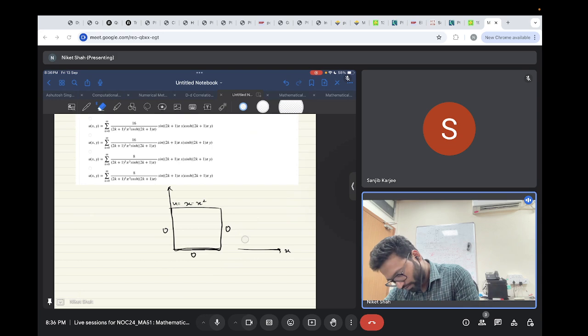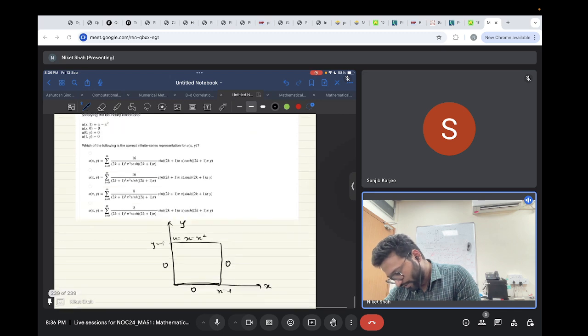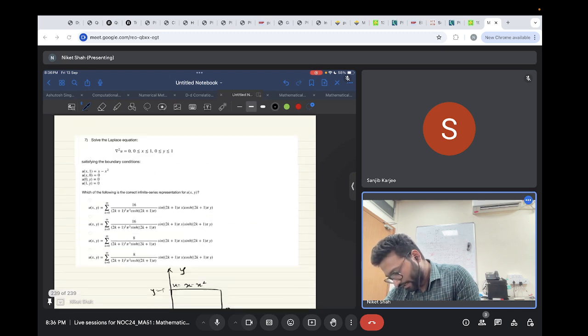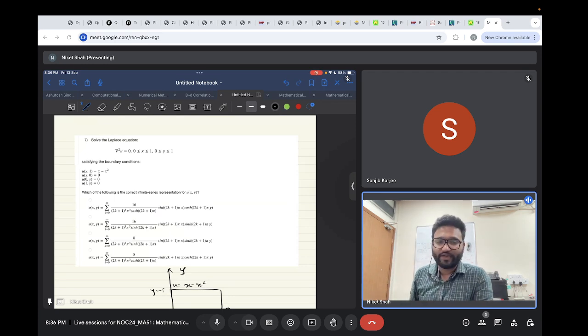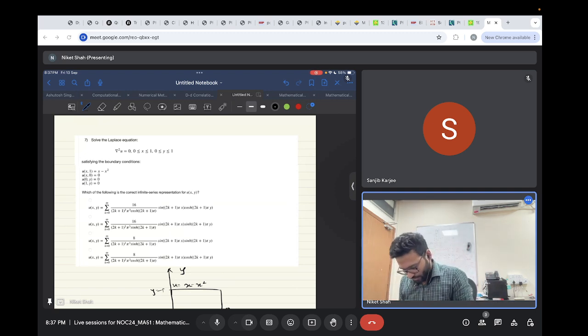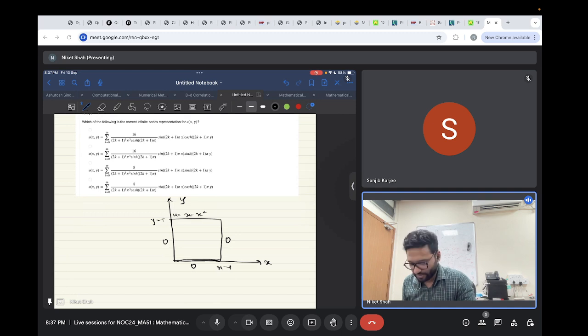I'll draw the coordinate system here, x and y, and this is my origin. This is x equal to 1, this is y equal to 1. Yes, so this is the system that we are looking at, and whatever function we are trying to look at satisfies the Laplace equation, and the boundary conditions are given. So now you want to solve it for all the values inside this boundary.